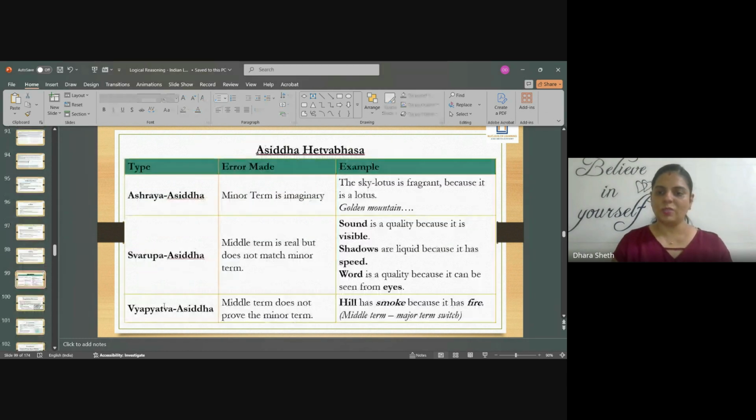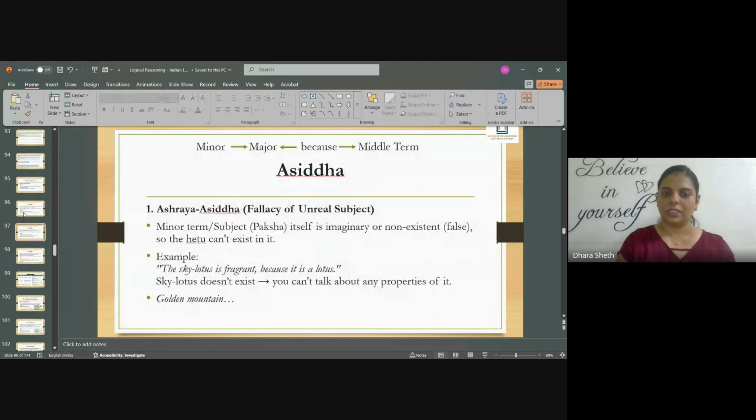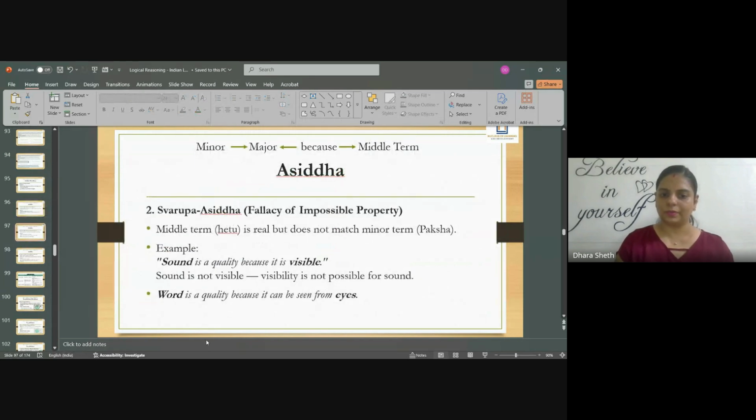Okay? There's one more example. Shadows are liquid because it has speed. That is also an example of this. Swarupa asiddha. Okay?